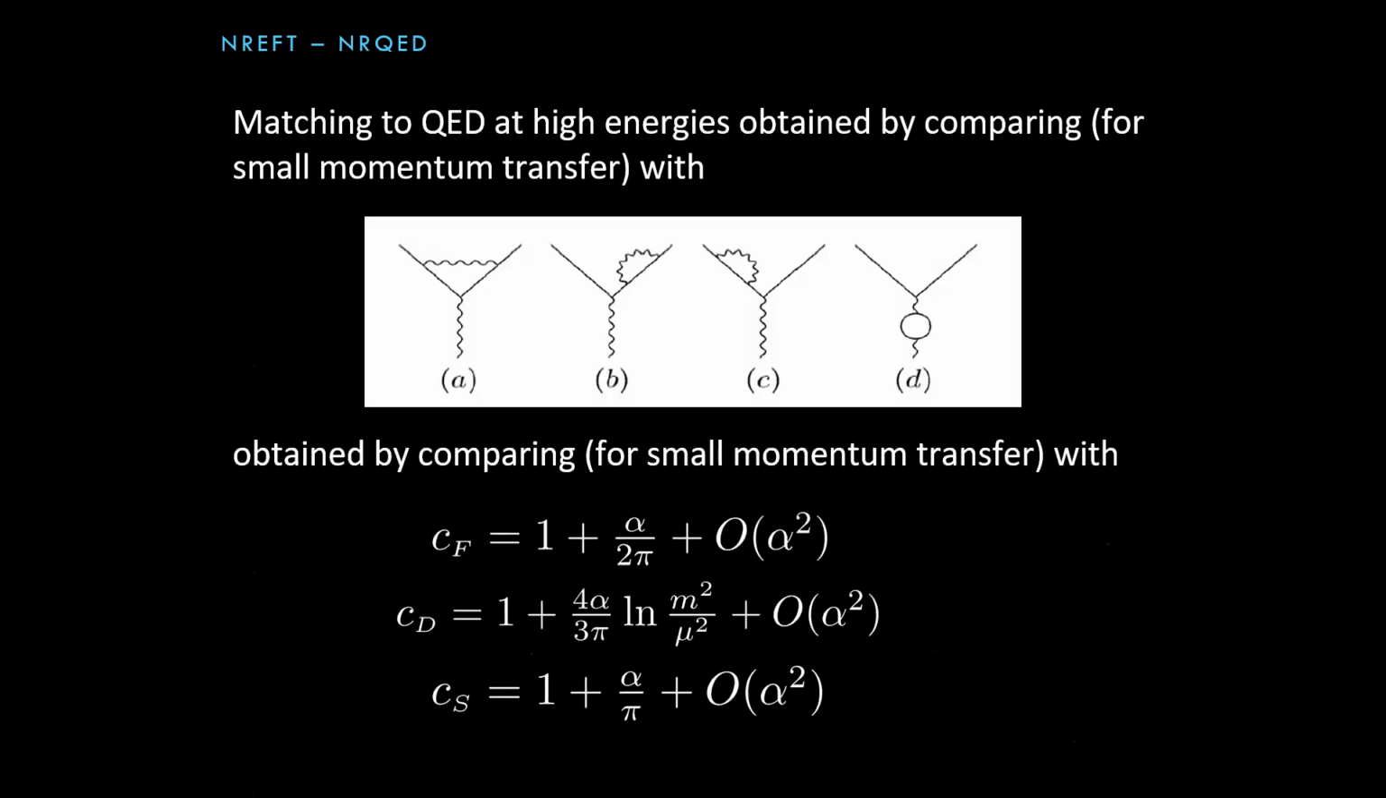So for example, if you match these graphs in the full theory onto that theory I just gave you, you learn that these CF, CD, and CS, so this is the Darwin term, this is the spin-orbit term, and this is the Pauli term, have these corrections at an expansion to order alpha. At tree level, you would have had just the vertex correction with no loop correction. That's the 1. And then that's why the factors of e and m were taken out.